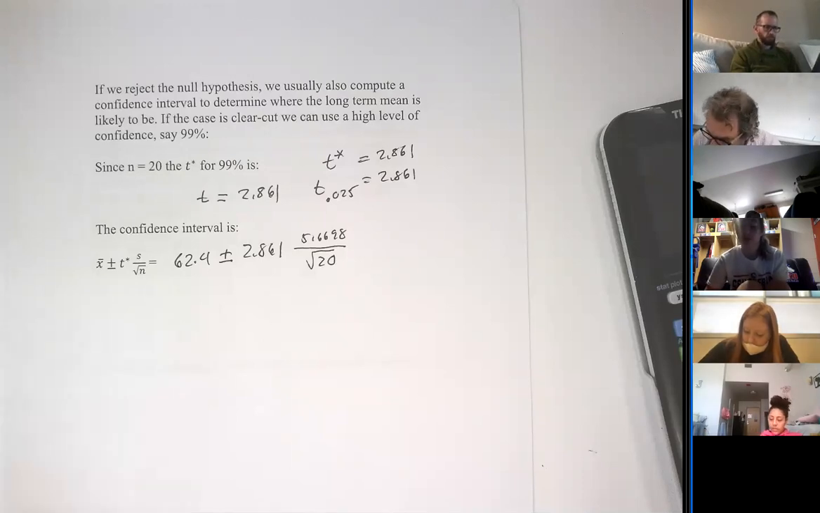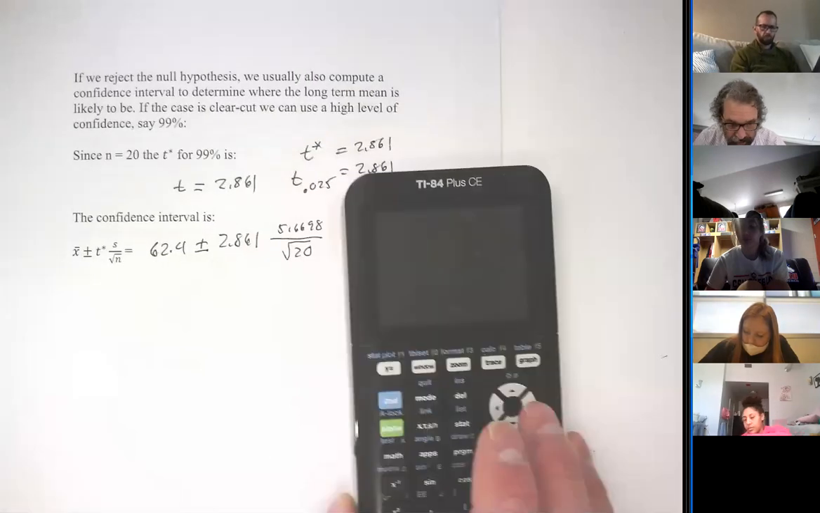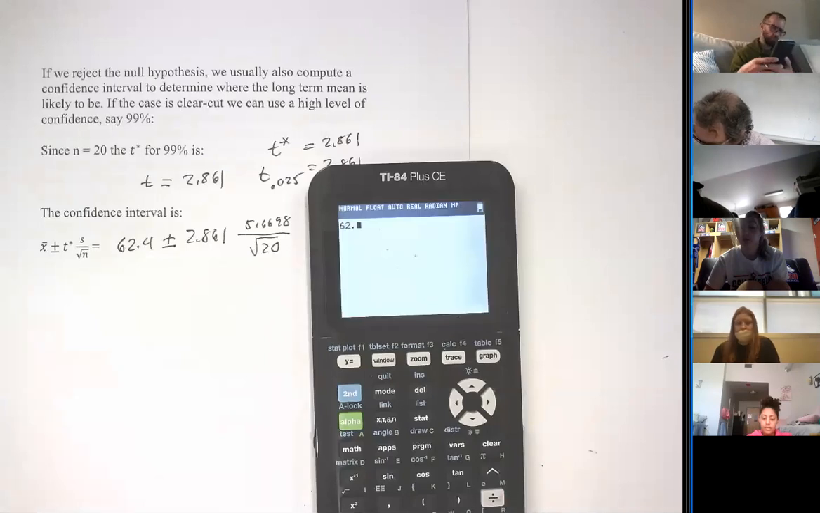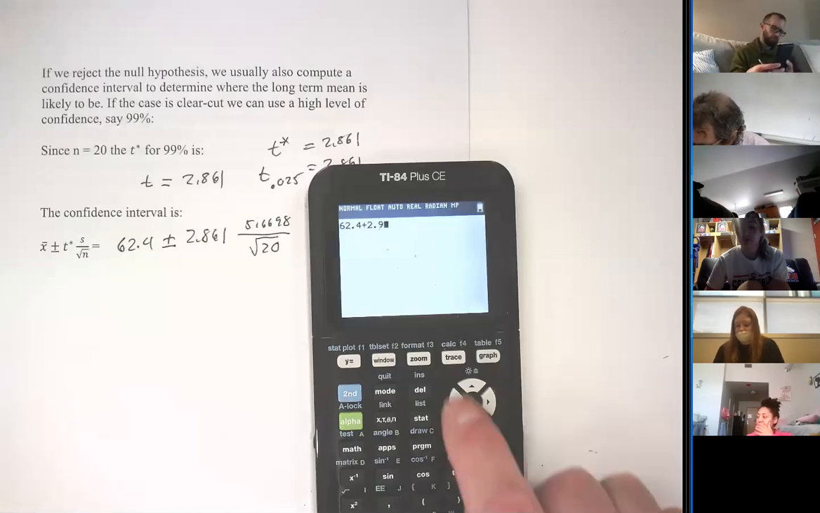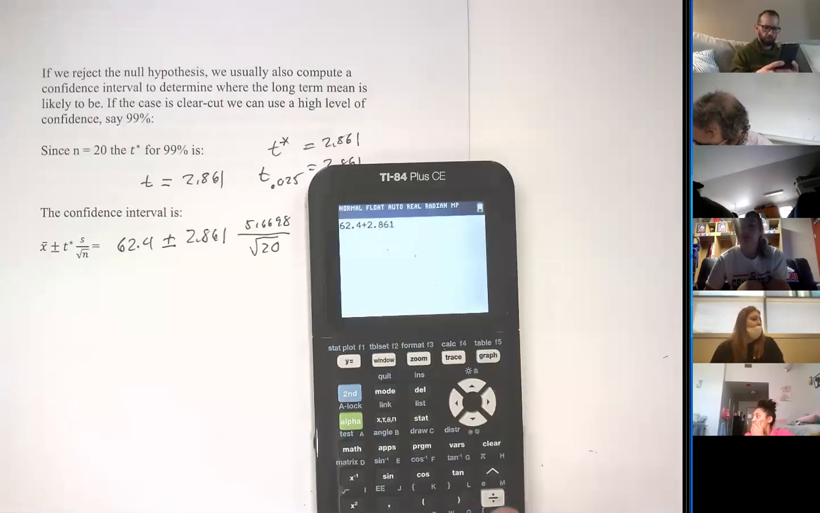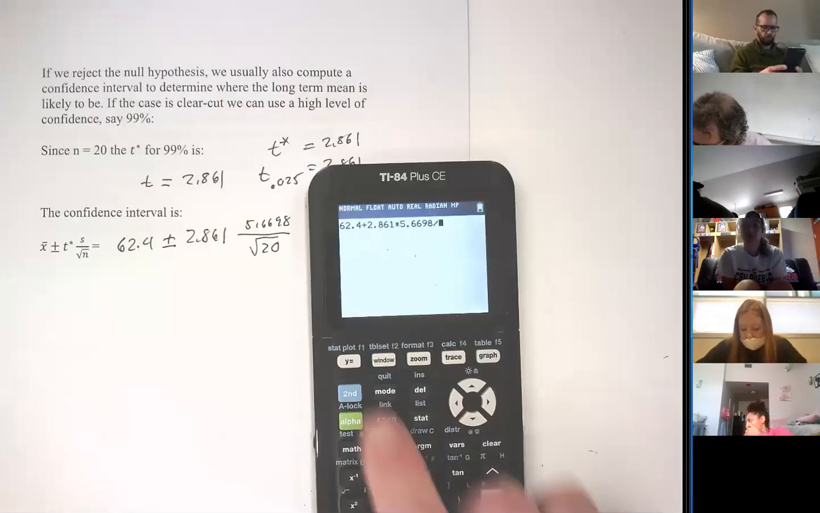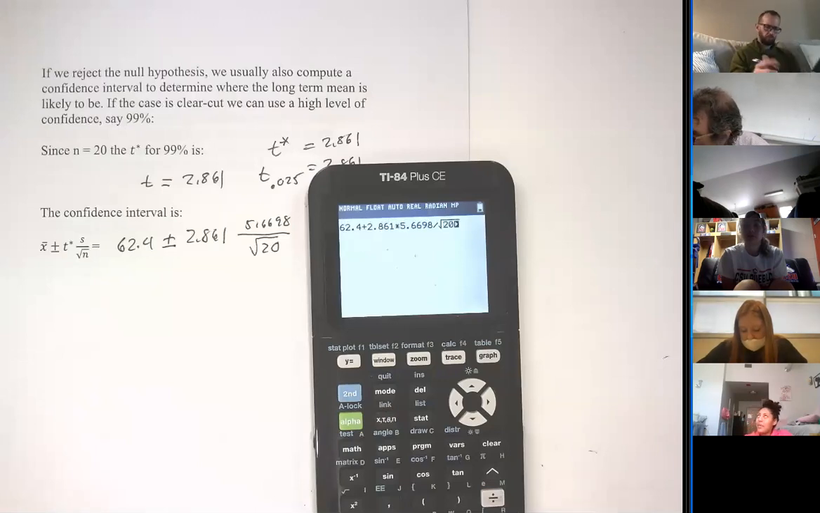So we're going to go ahead and compute this. The way to handle that is you just compute 1/2 at a time. So we go 62.4. We do the plus one, 2.861 times 5.6698 divided by square root of 20. Here, because we're just dividing by one thing, we don't have to worry about parentheses. I'll get that.